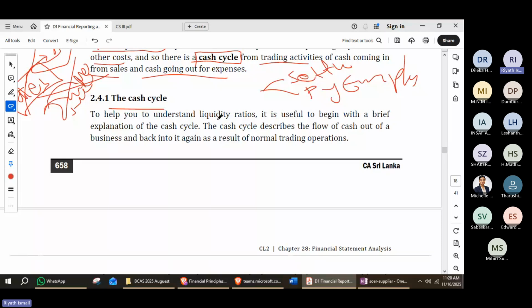To help you understand liquidity ratios, it is useful to begin with a brief explanation of the cash cycle. The cash cycle describes the flow of cash out of a business and back into it again as a result of normal trading operations, right? So buy inventory and sell inventory. Buy inventory, cash goes out; sell inventory, cash comes in.